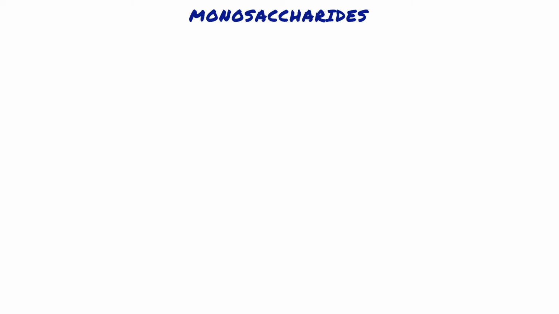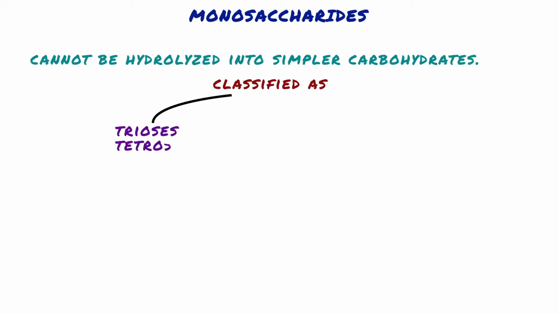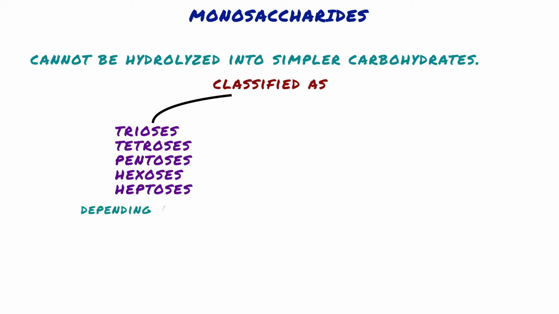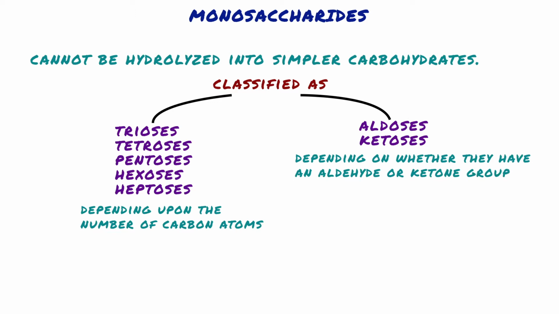Monosaccharides. Monosaccharides are those sugars that cannot be hydrolyzed into simpler carbohydrates. They may be classified as trioses, tetroses, pentoses, hexoses, or heptoses, depending upon the number of carbon atoms, and also aldoses or ketoses, depending on whether they have an aldehyde or ketone group.